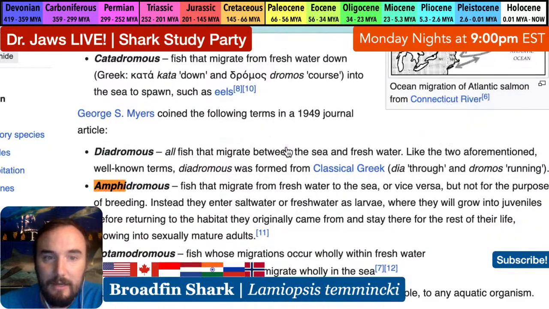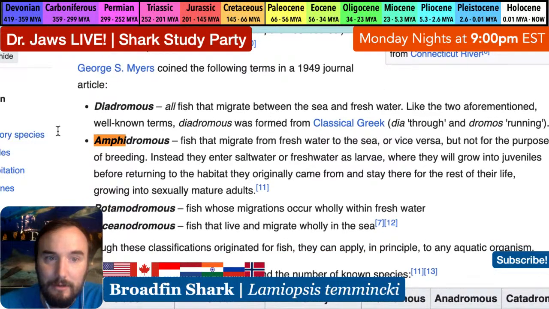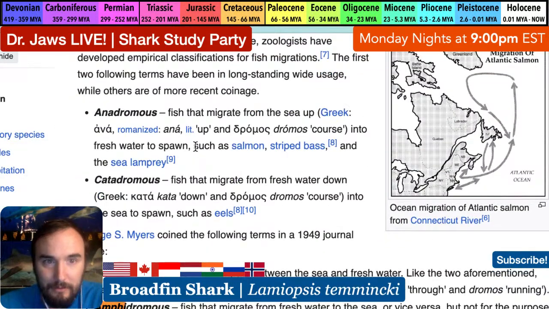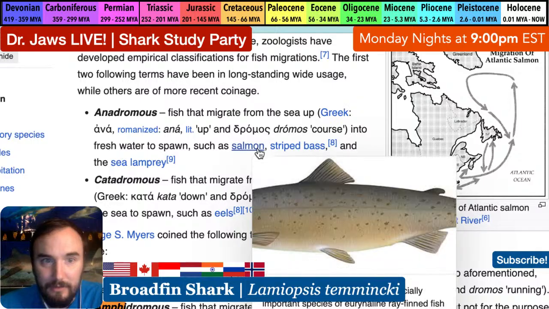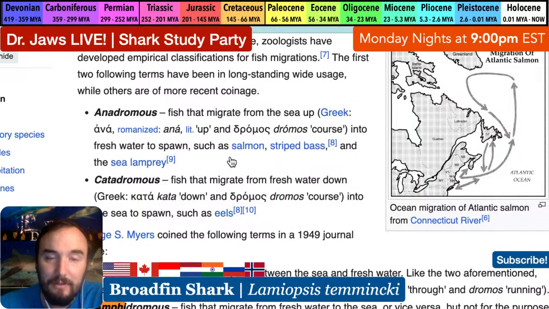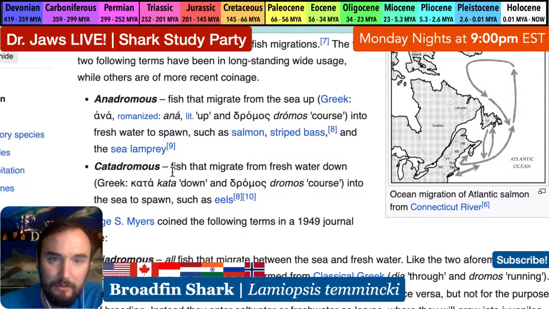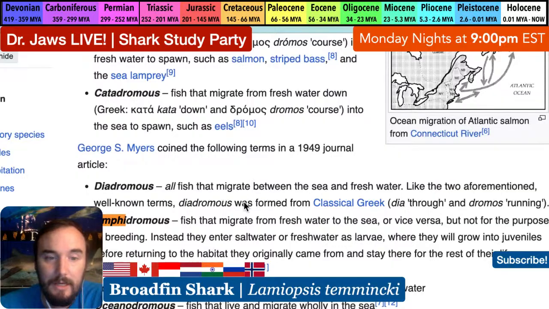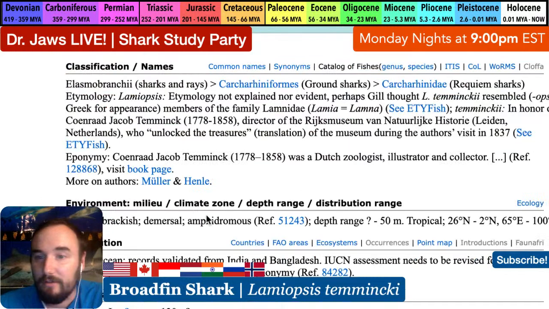Speaking of bays, we were talking about how the broadfin shark is amphidromous. The two terms I'm familiar with are anadromous, which are fish that migrate from the sea into freshwater to spawn, such as salmon. Salmon is probably the most famous anadromous fish, along with striped bass and sea lamprey, but salmon are the big ones. Catadromous are fish that migrate from freshwater down into the sea to spawn, such as eels. Catadromous fish are very uncommon. They're not as common as the anadromous fish, so eels are really the exception as far as that kind of life cycle.